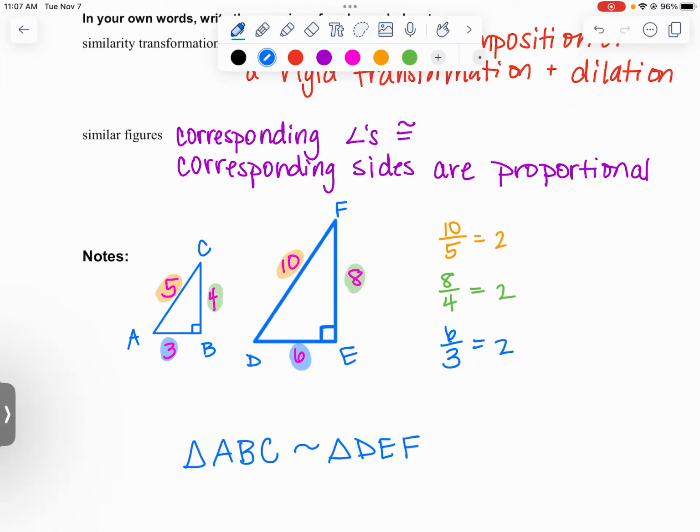Now, lucky for you, next semester, we are going to do an entire chapter on proving if triangles are similar or not. But for now, we're just going to focus on the transformation aspect of it. But we will always have either congruent or similar figures.